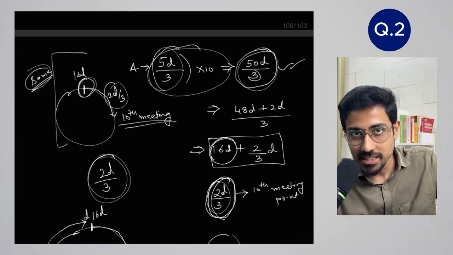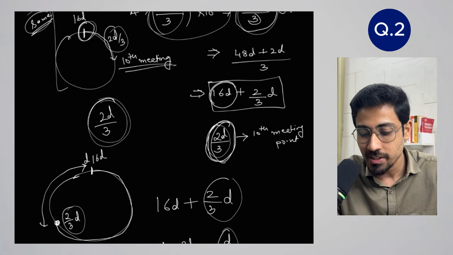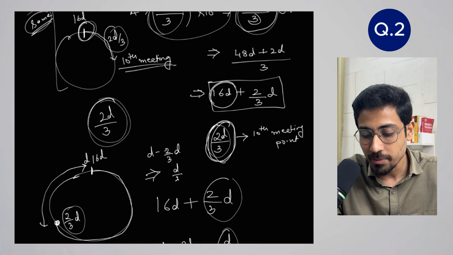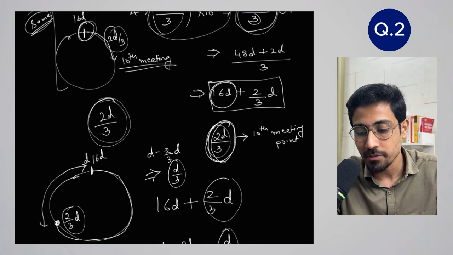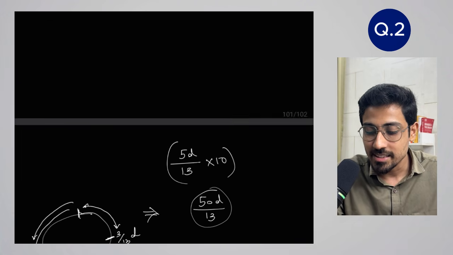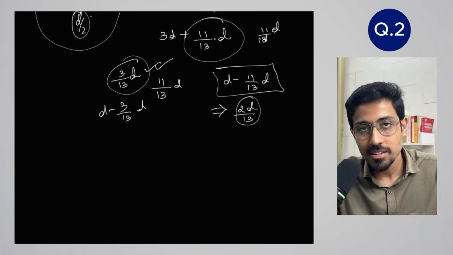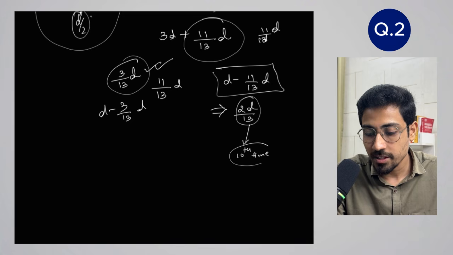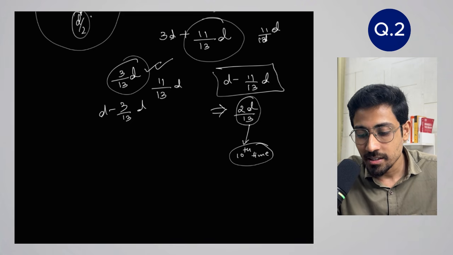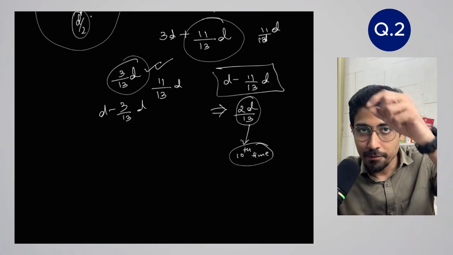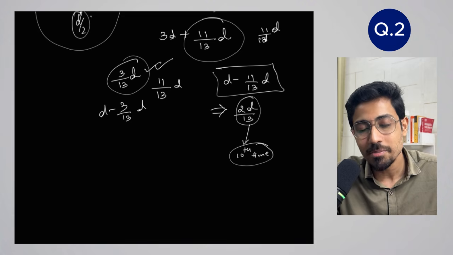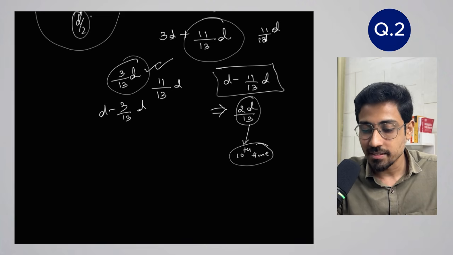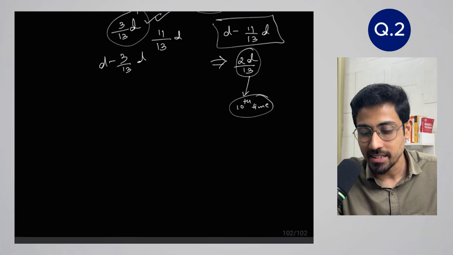This point will be closer to the starting point in the anti-clockwise direction. So d minus 2d by 3 will be d by 3 from the starting point when they meet for the 10th time. And in this case it is 2d by 13 when they meet for the 10th time in the opposite direction. I hope this is making sense. Let's do problems and make everything absolutely clear.